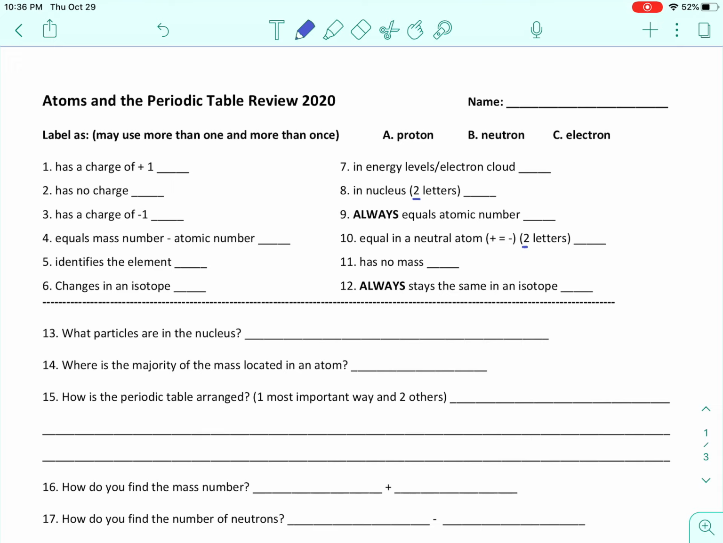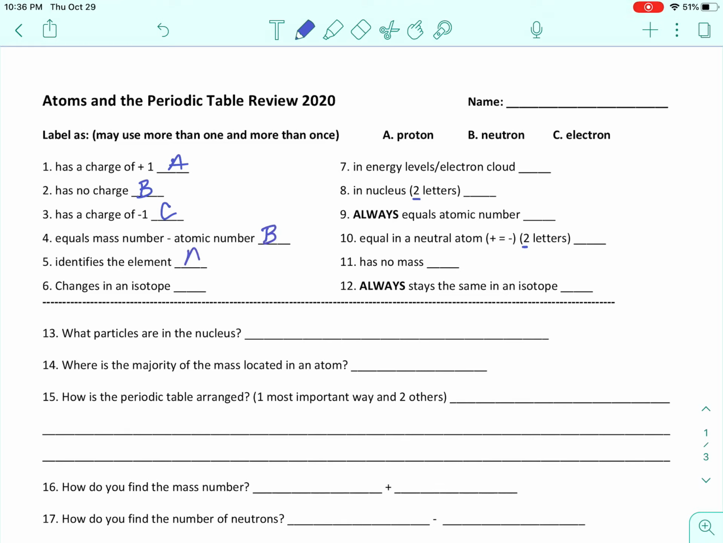It has a charge of +1, so that's going to be your proton. Protons have a positive charge, so that's going to be A, proton. No charge is B, neutron. A negative charge is C, electron. Number 4, mass number minus atomic number, or that would be the same thing as saying mass minus protons. That's how you find the neutrons, or B.